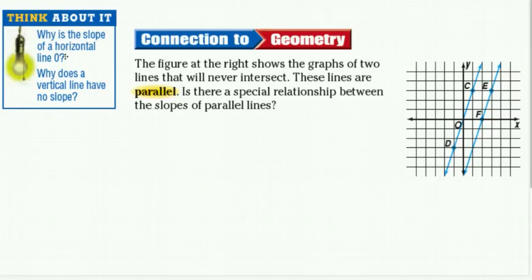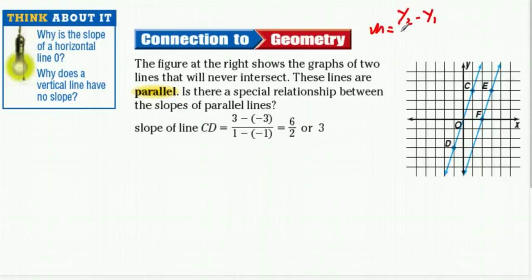Connection to geometry. The figure at the right shows the graphs of 2 lines that will never intersect. These lines are parallel lines. Is there a special relationship between the slope of parallel lines? Well, let's find out. So the slope of line CD would be, again, using the formula, the slope of a line is equal to y sub 2 minus y sub 1 all over x sub 2 minus x sub 1.